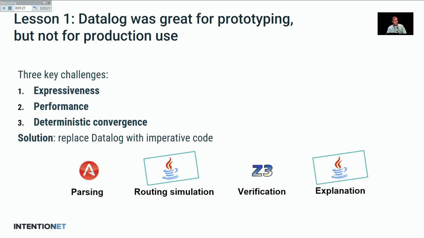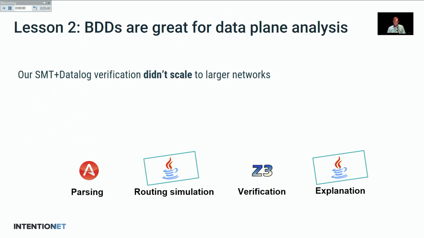And so the solution to this problem was the same. We basically just threw Datalog out and wrote some Java code. That let us add tons and tons of new features. It also made it 1,500 times faster just by imperatively specifying how these routers work and applying lots of tricks as needed to help the process scale.